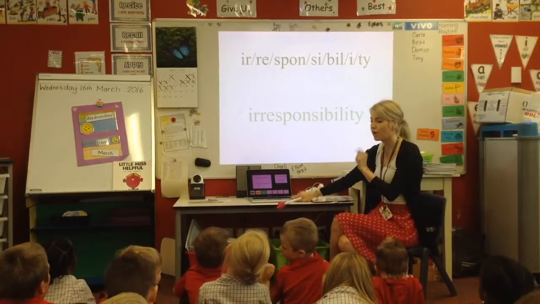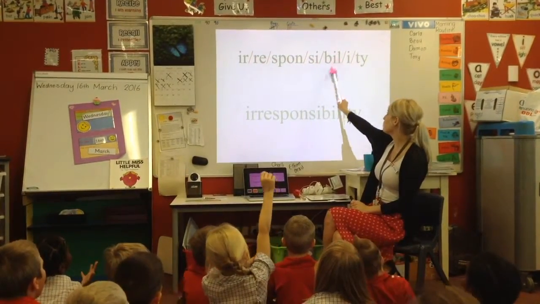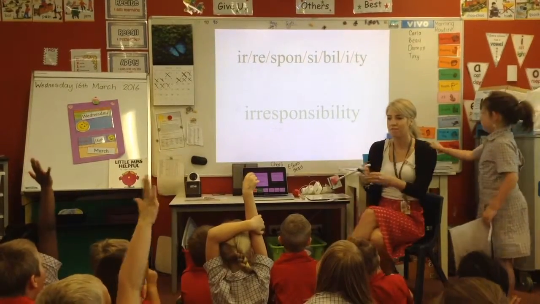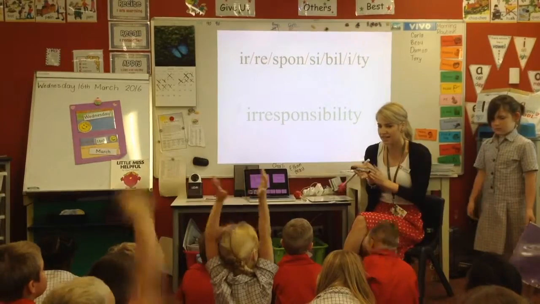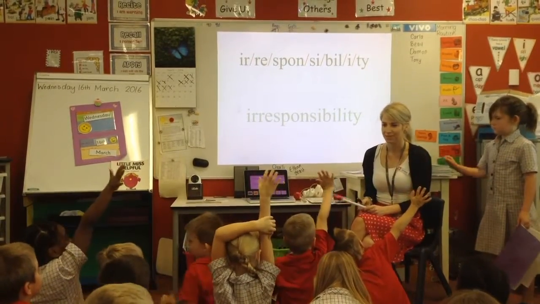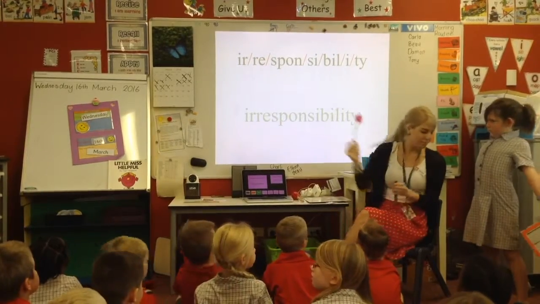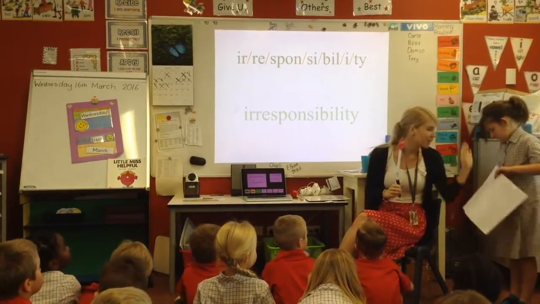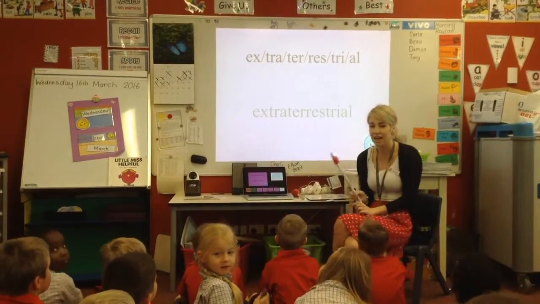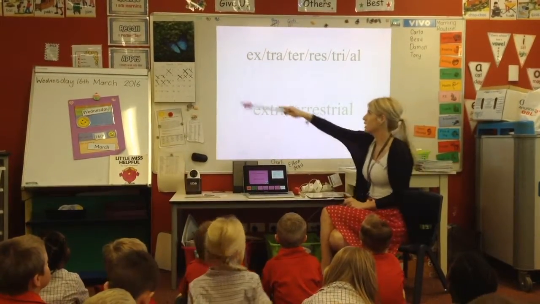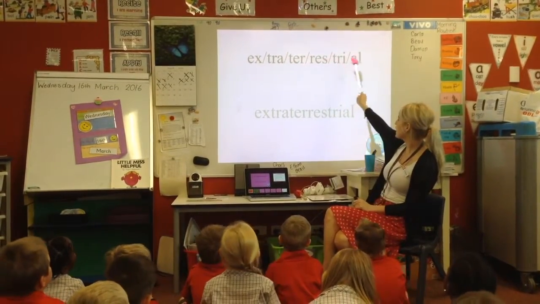So tell me how many, if you know how many syllables it has. Irresponsibility. Let's clap it. Irresponsibility. Isaac. 7. Good boy. And can we say the word all together? Irresponsibility. Next one. Last one. Say it with me. Extraterrestrial.